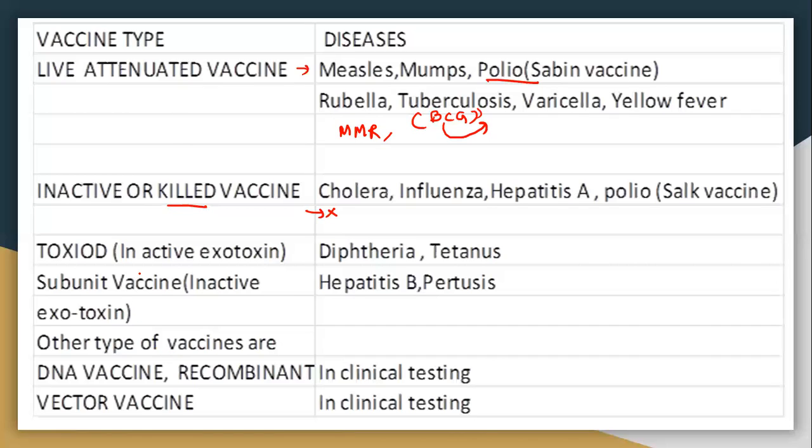Now coming to toxoid. In toxoid, a part of the toxin, like an exotoxin or endotoxin, is used, as in diphtheria and tetanus toxoid vaccines. Subunit vaccines or inactivated exotoxin, like hepatitis and pertussis, are subunit type vaccines, and other types of vaccines are even the DNA vaccine and vector vaccine. We'll see how the DNA vaccine works.